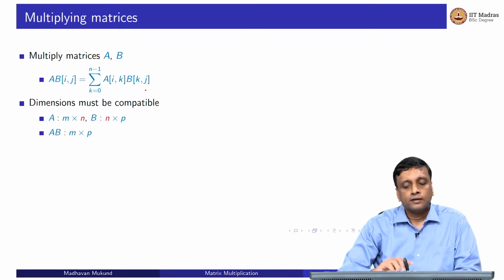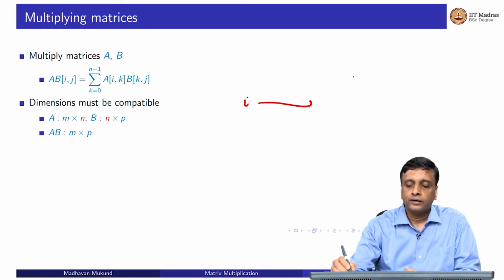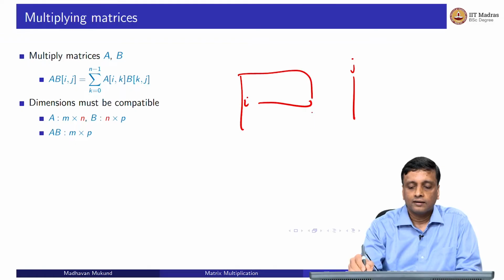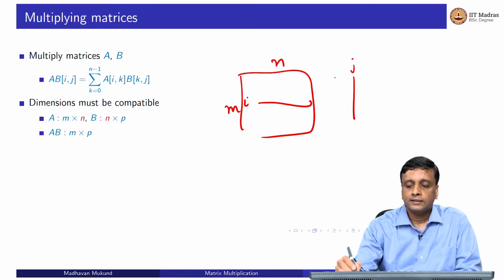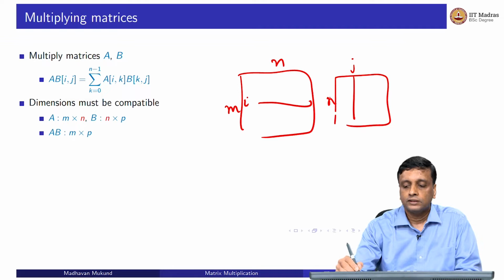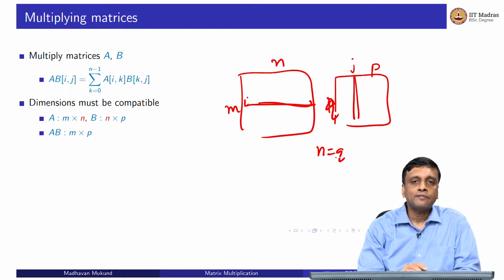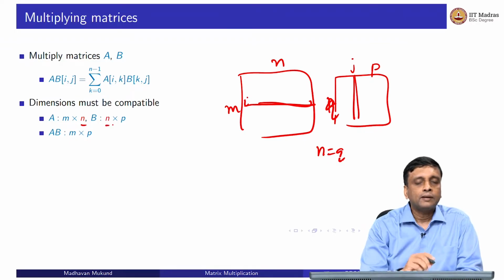So in order to do this, the ith row here and the jth column must have the same length, otherwise you can't pair them up. So if I look at the number of columns, this is an m row n column matrix, and this is a p row q column matrix. Then the number of columns here must be equal to the number of rows here, so n must be equal to p. So I must have the number of columns in A equal to the number of rows in B so that I can multiply them.